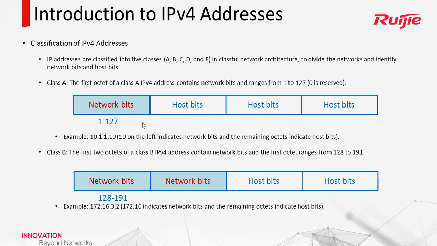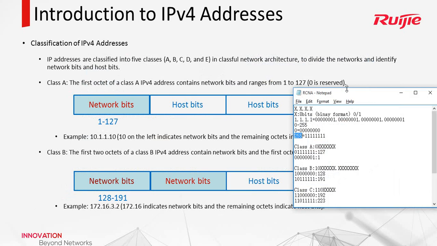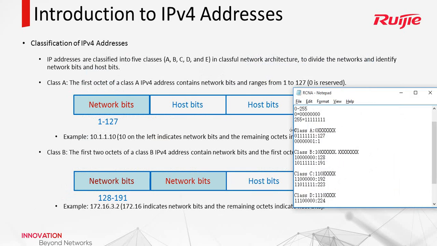And for IP addresses, there are 5 classes: class A, B, C, D, and E. Class A has this format. The first octet of class A ranges from 1 to 127. Be careful, 0 is reserved. Okay, so class A follows this format.